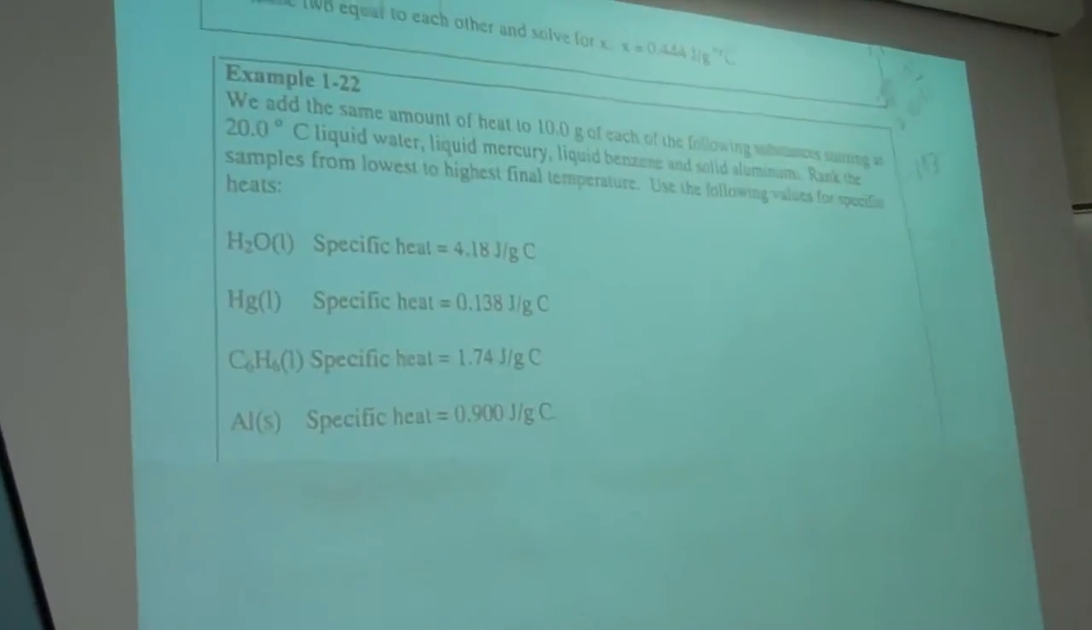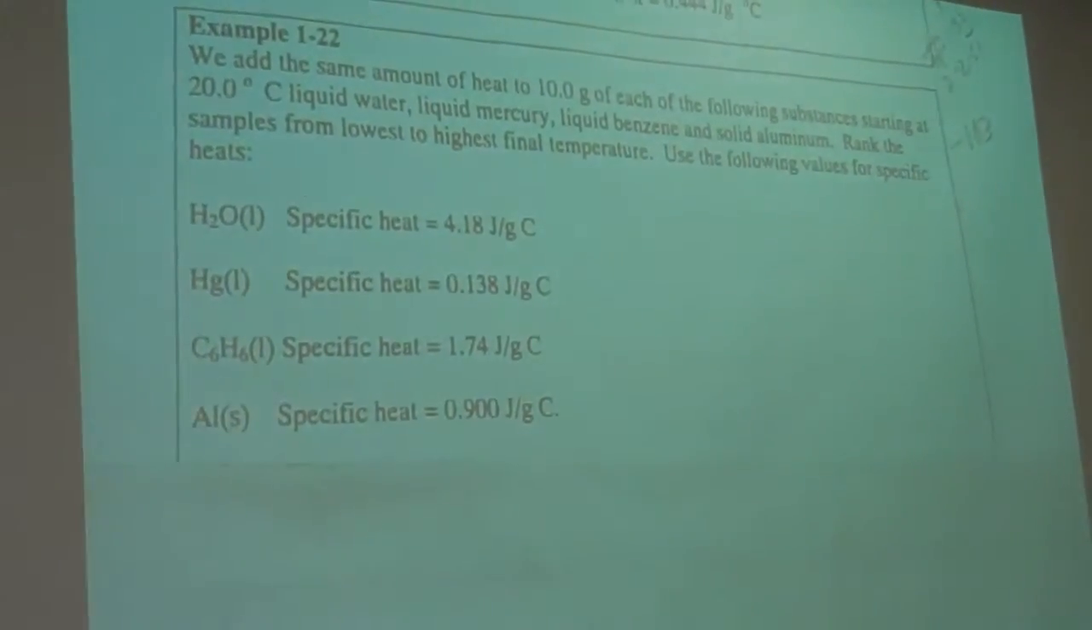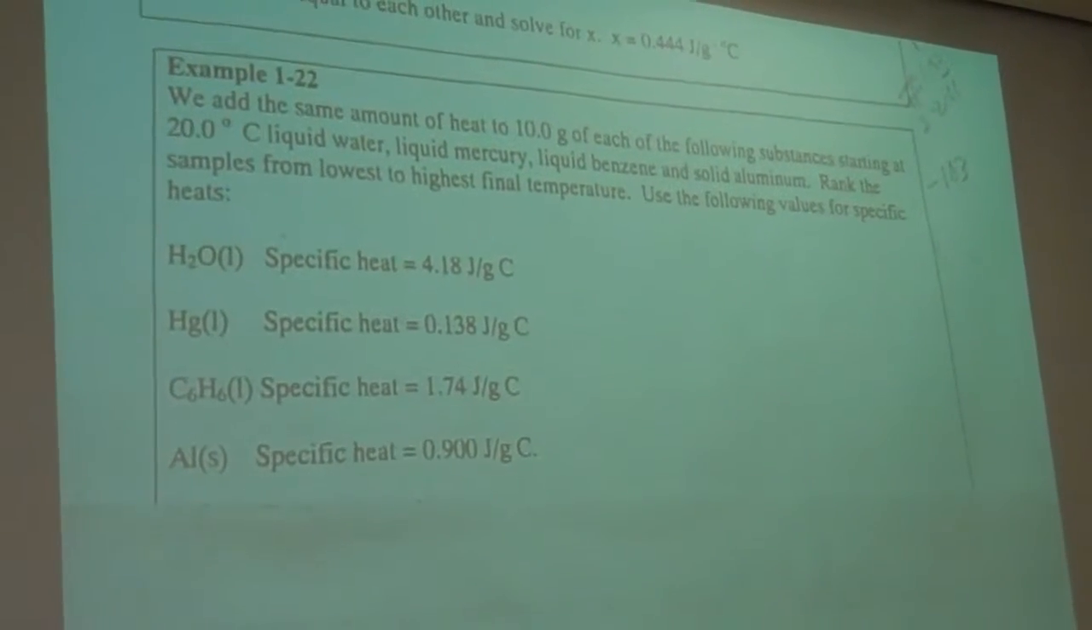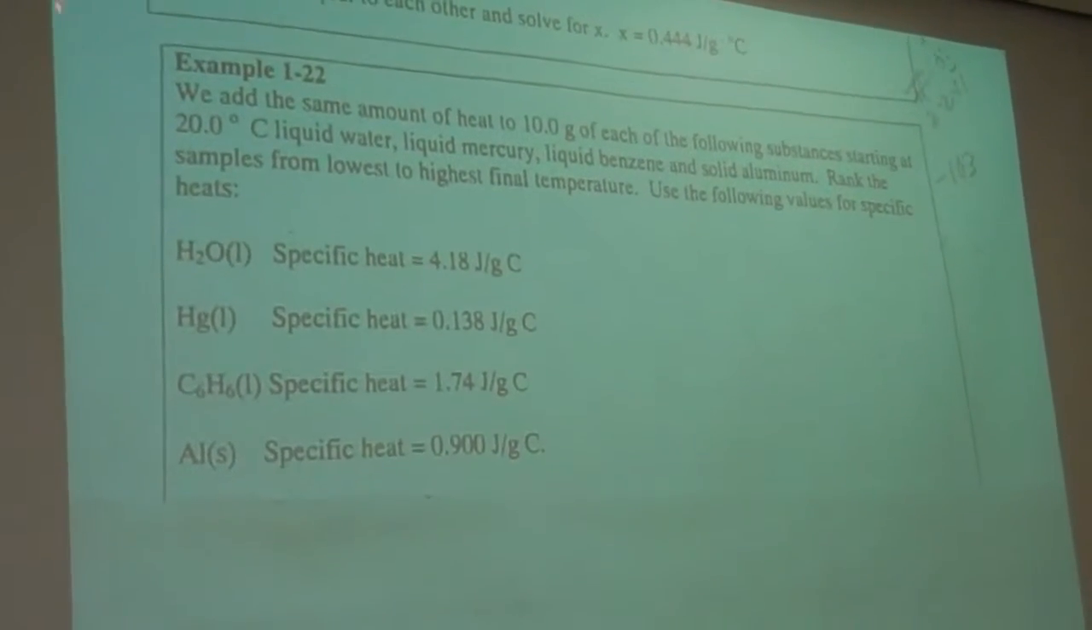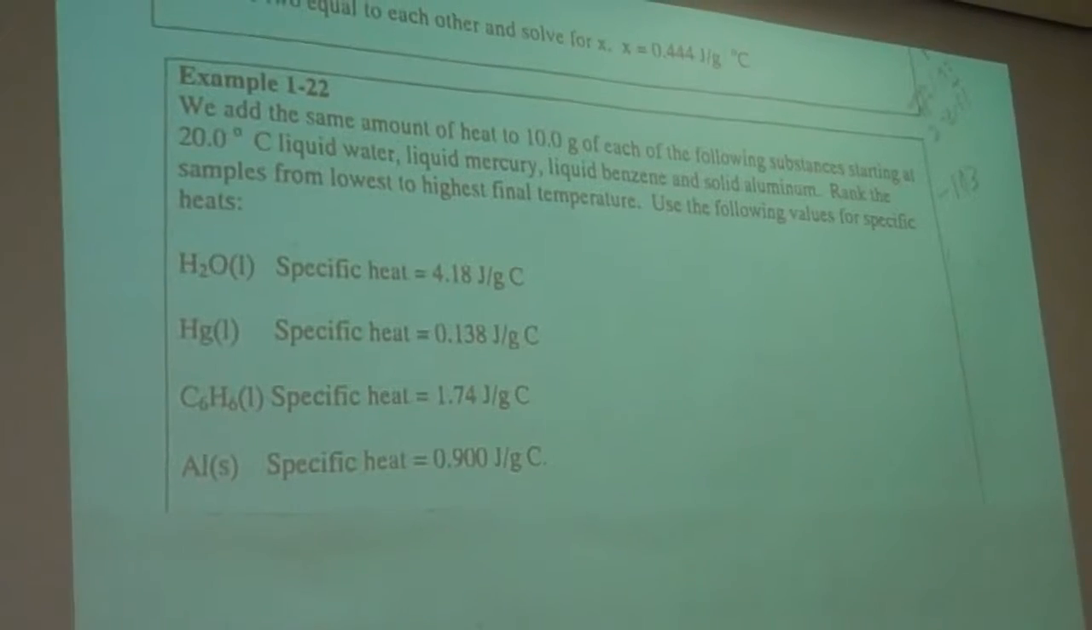Okay, we don't have to do any calculating here. Again, oh my God, there's three lines of stuff we've got to read. Okay, but let's go through this together.